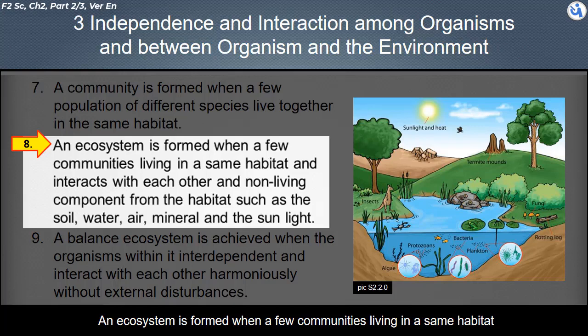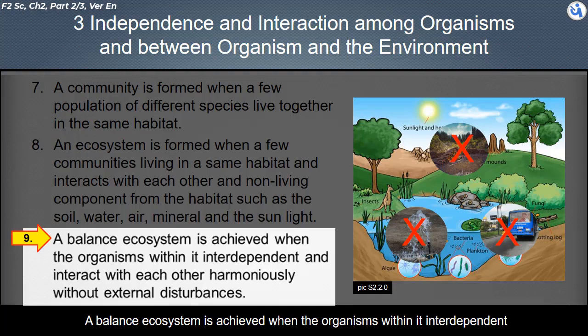An ecosystem is formed when a few communities living in the same habitat interact with each other and with the non-living components of the habitat, such as the soil, water, air, minerals, and the sunlight. A balanced ecosystem is achieved when the organisms within it are interdependent and interact with each other harmoniously, without external disturbances.